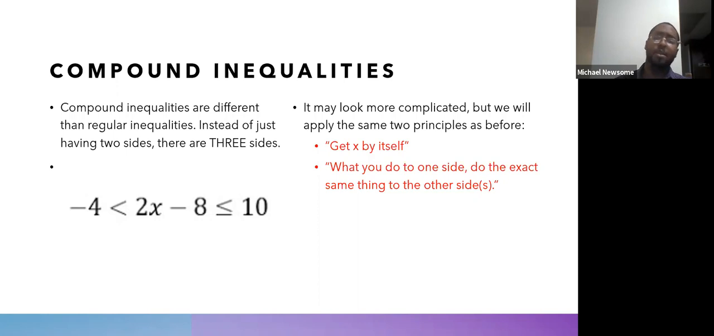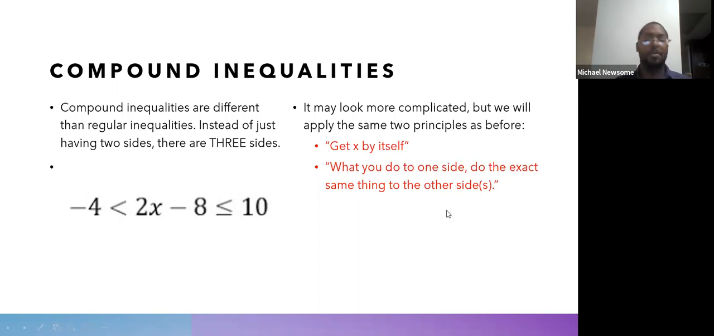They're different than regular inequalities because notice that they don't have just two sides. They have 1, 2, 3 sides. It's a 3-sided equation, which is weird. Already, this is getting weird. How do you work a 3-sided equation? So if you're already freaking out, let's calm down and let's think about 2 things that we need to get done.